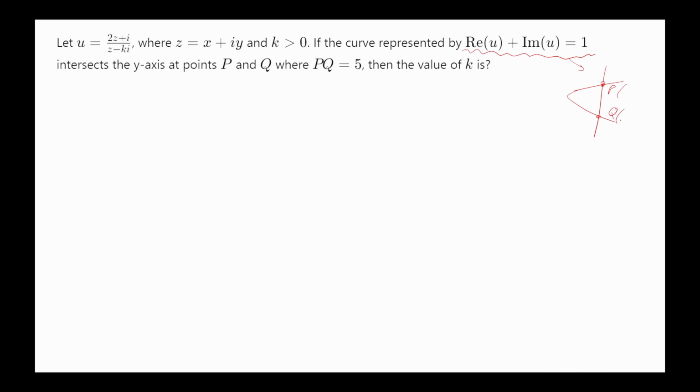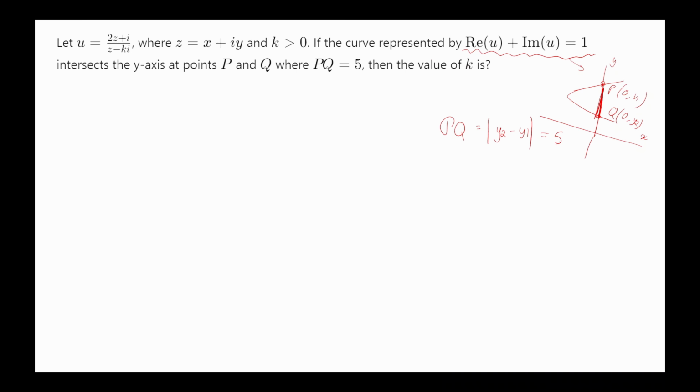That means if it is cutting the y-axis, let us assume this is my x-axis here, this is my y-axis here. Of course, what would be my x coordinate for these 2 points? It is going to be 0. This is going to be y1, this is going to be y2. So the distance between these 2 points would simply be y2 minus y1. That means my PQ is nothing but modulus of y2 minus y1. So this value they've given us to be 5. Then we need to find out the value of k.